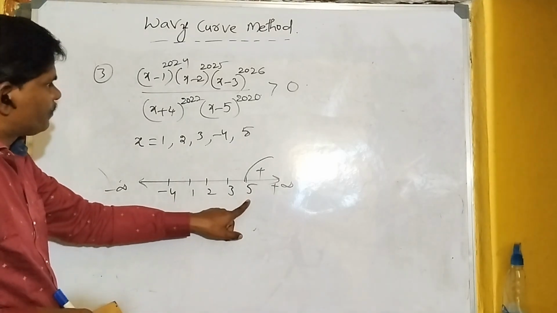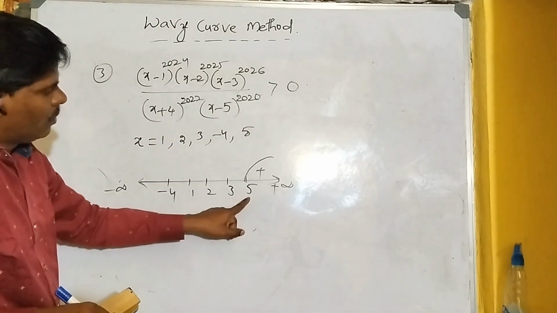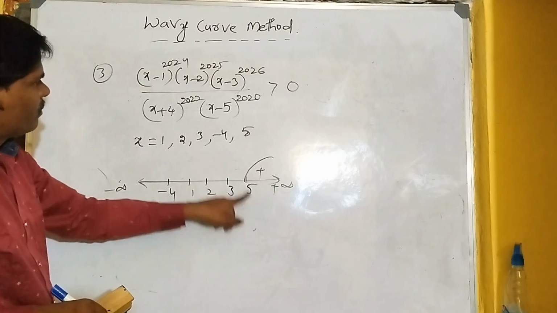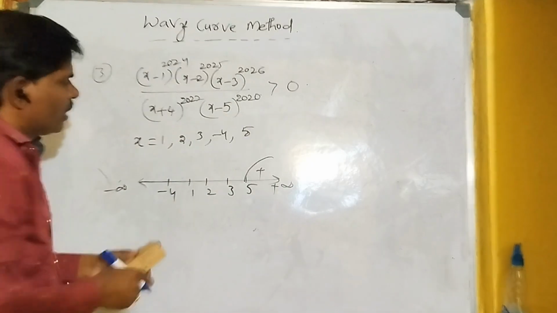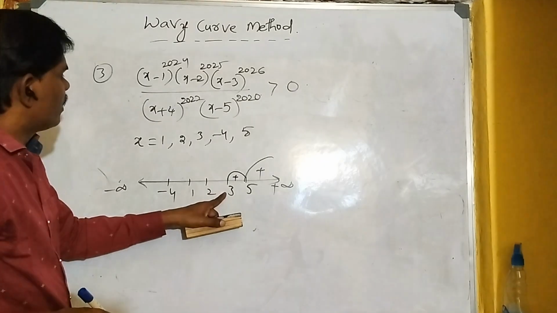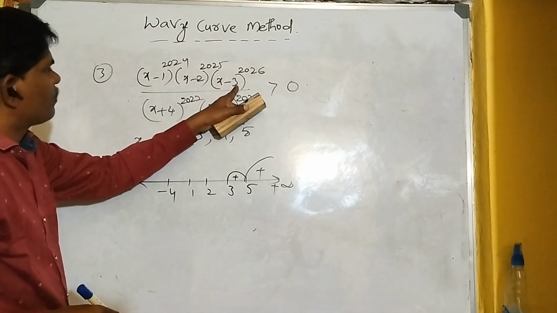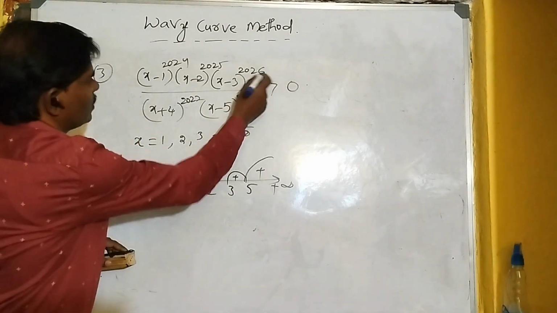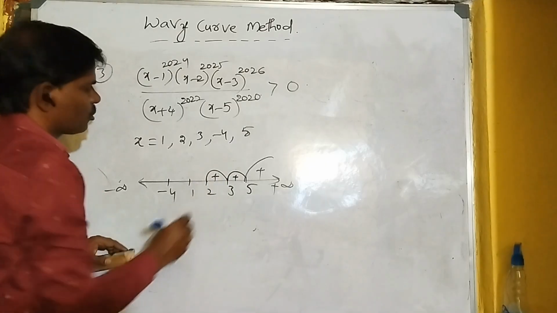Right here, first is the wavy curve, positive. Where is the 5? This is the 5. 2020 means an even number, which means positive. Next, 3. Where is the 3? 3 is equal to upside. Upside means this is also an even number, so this is also positive.